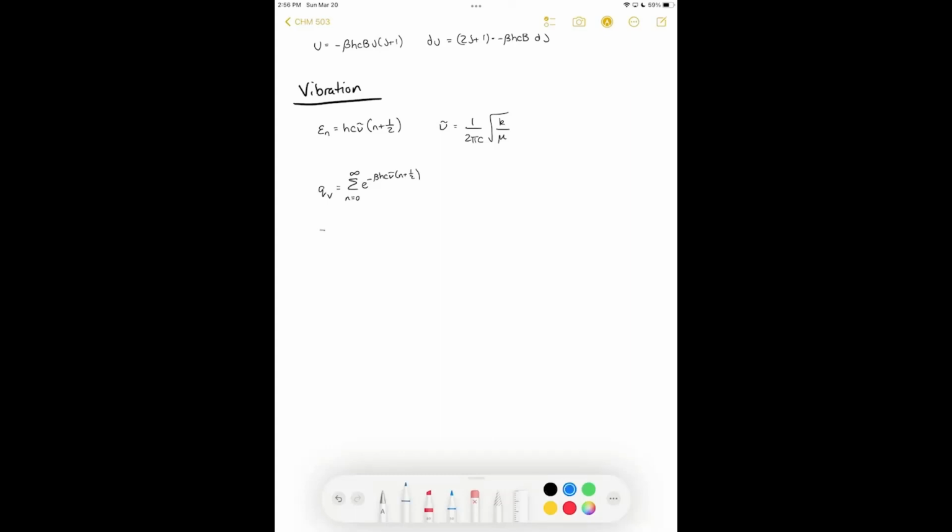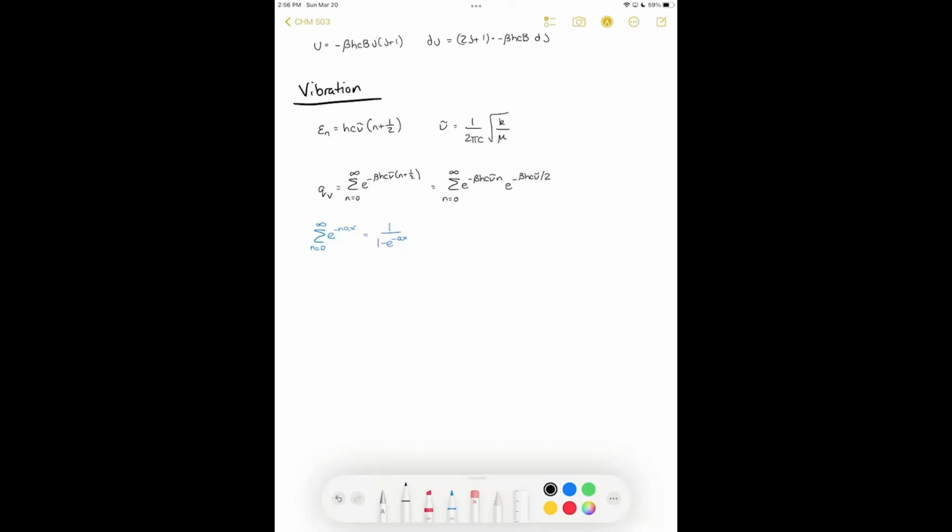The identity that we're going to use is that the sum from n equals 0 to infinity of e to the minus n a x, where n is our integer, is simply equal to 1 over 1 minus e to the minus a x. So that means our sum up here is equal to the following. What we're going to do is pull out the 1/2 term. So this is equal to the sum from n equals 0 to infinity of e to the minus beta hc nu n, times e to the minus beta hc nu over 2.